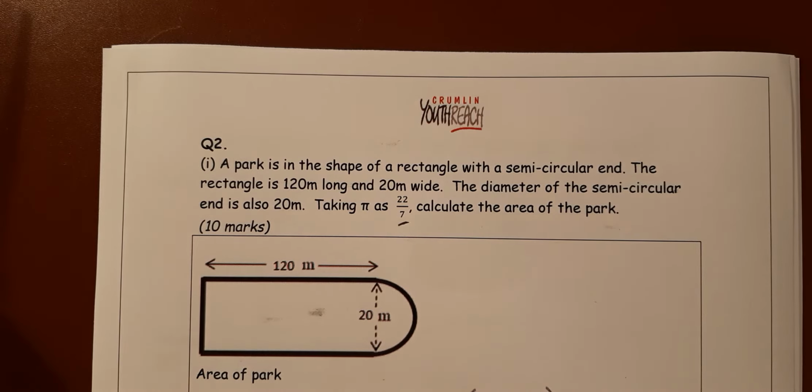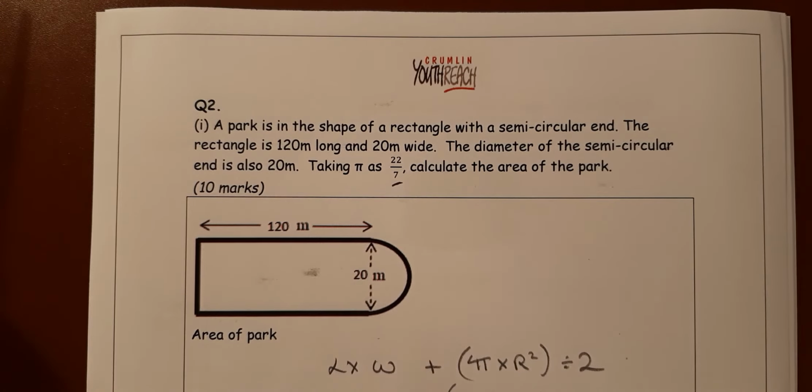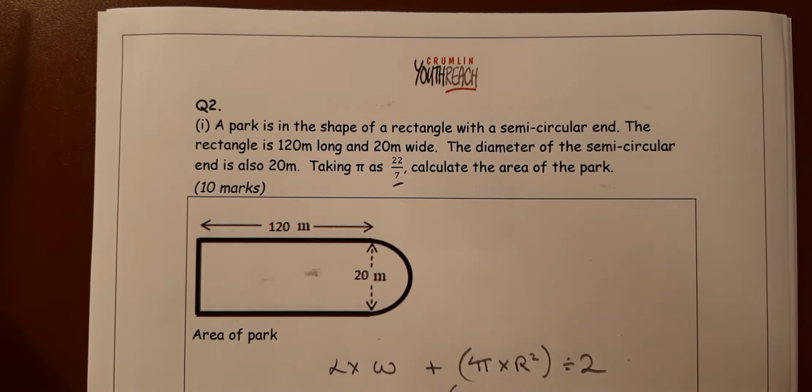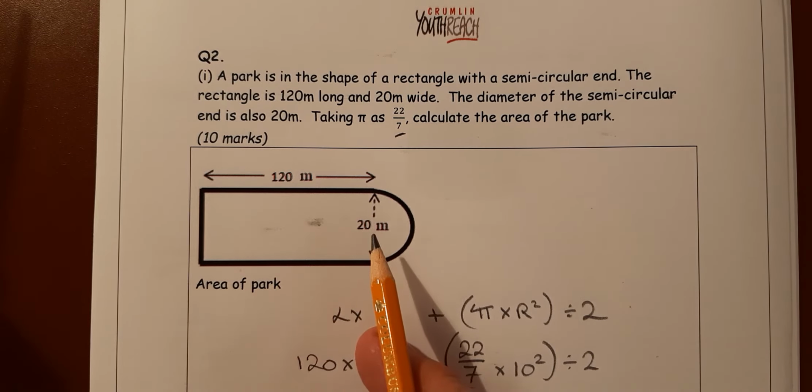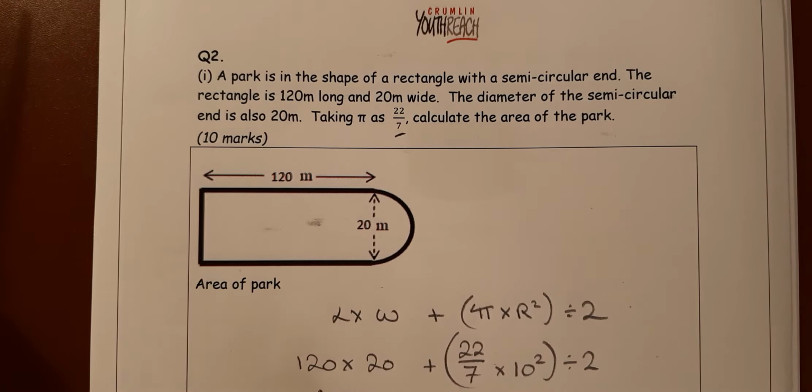The area for the rectangle is the length multiplied by the width. We need to add to this the area of a circle, which is pi r squared, divided by 2, because we're looking for half the area of a circle. So our length here is 120, our width is 20, so we have 120 by 20.